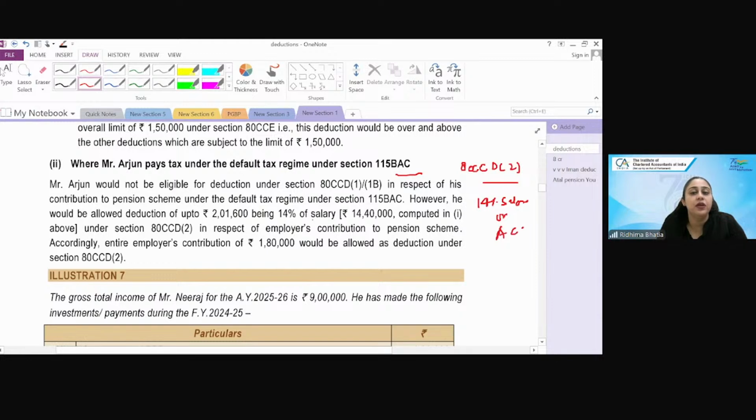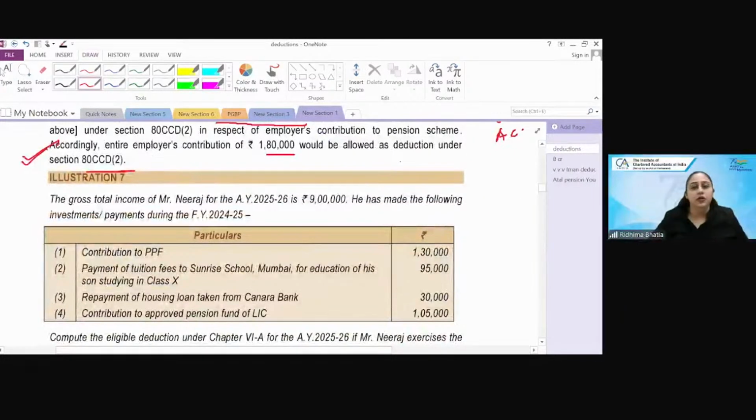Now 14% of salary would be 2,01,600 and actual contribution is 180. So which is lower? 180. So the entire 180 is allowed as deduction under 80 CCD subsection 2 when you are following the default tax regime. Is it clear now?